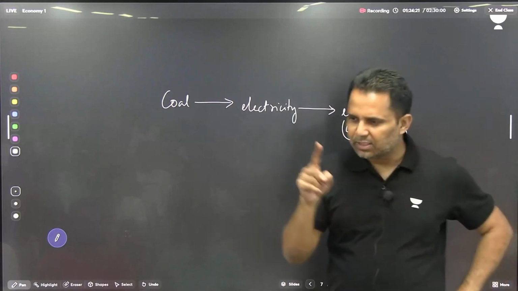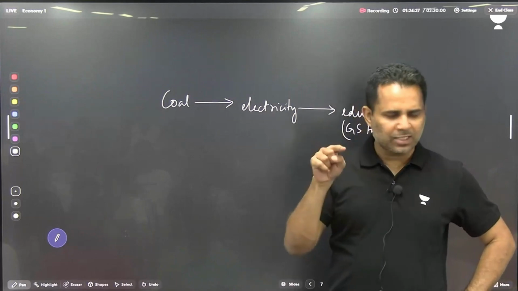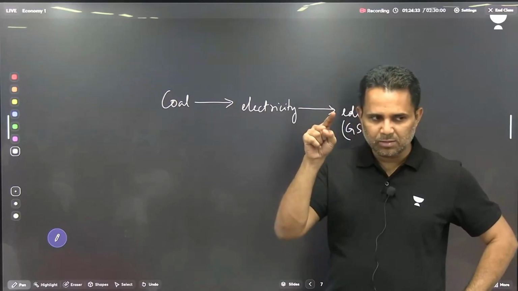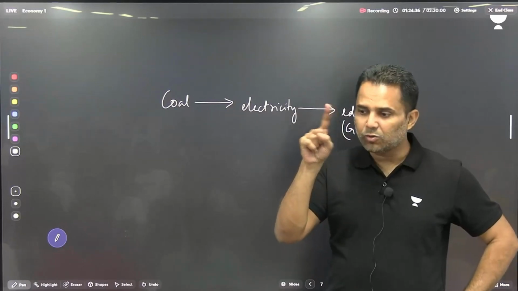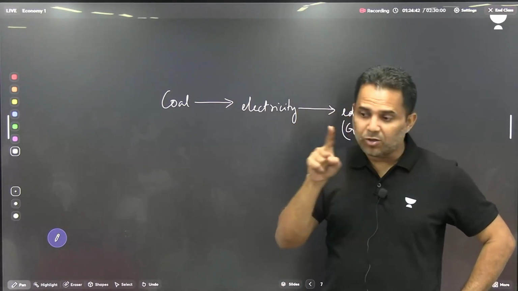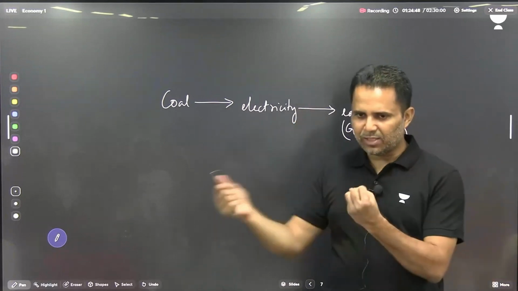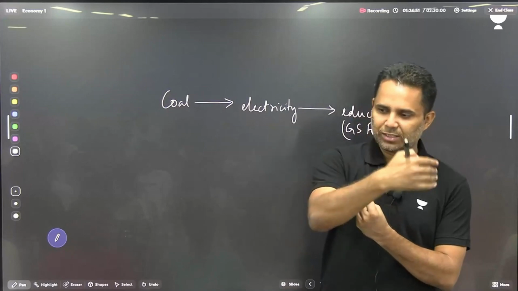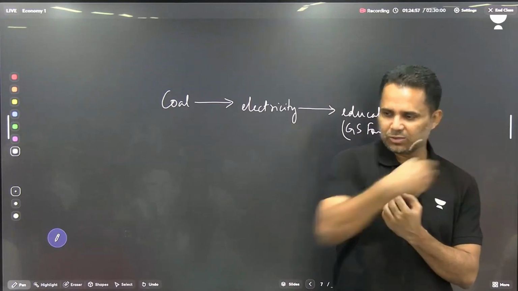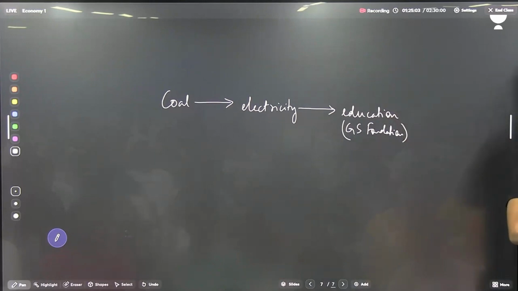At my home, I purchase electricity and I teach my children. Now there also I am producing education. ठीक है? But not to be sold in the market. So at home, electricity is the final good because the last transacted product is electricity. Here, Unacademy purchased electricity, converted it into education, and education, GS Foundation, was sold in the market. So the last transacted product was GS Foundation. So electricity becomes intermediate here. समझ गए? किसी को कोई डाउट इसमें?